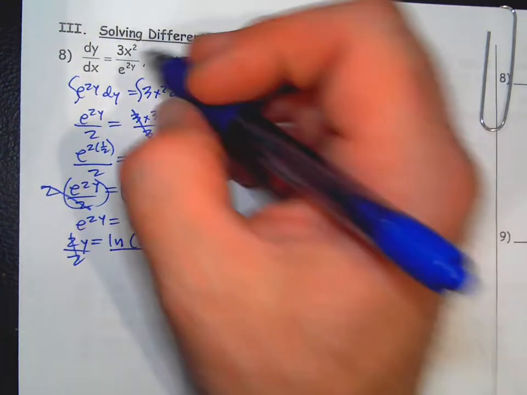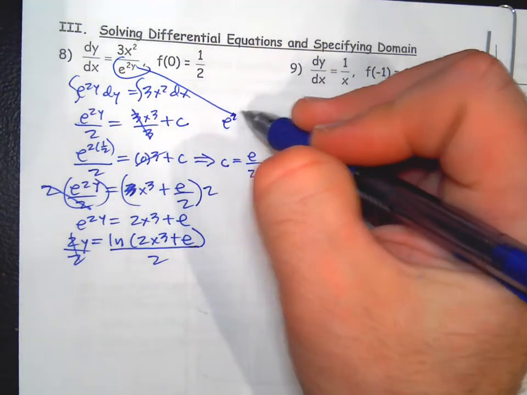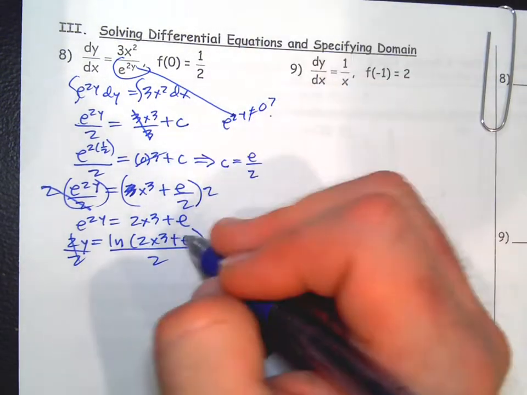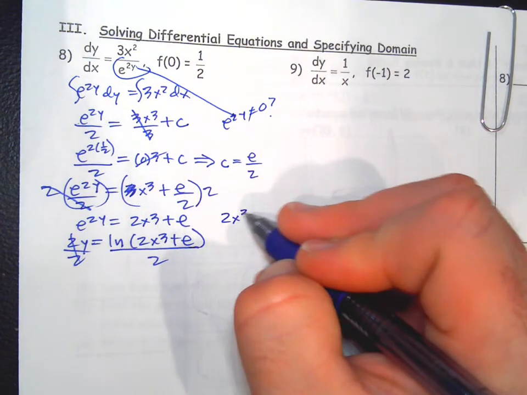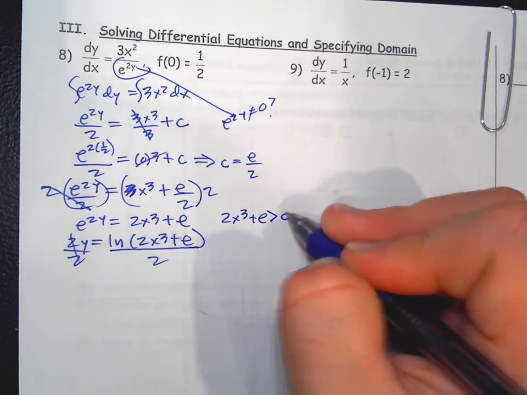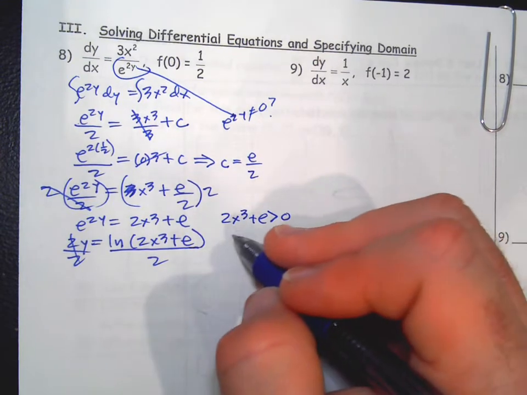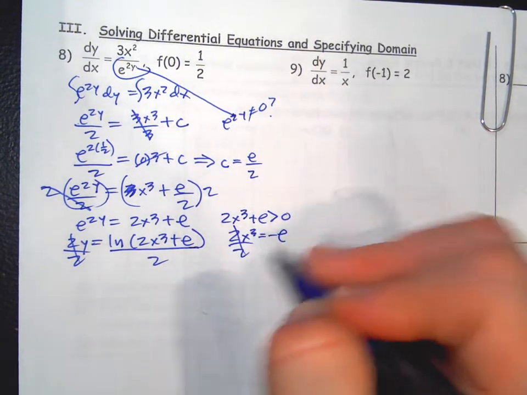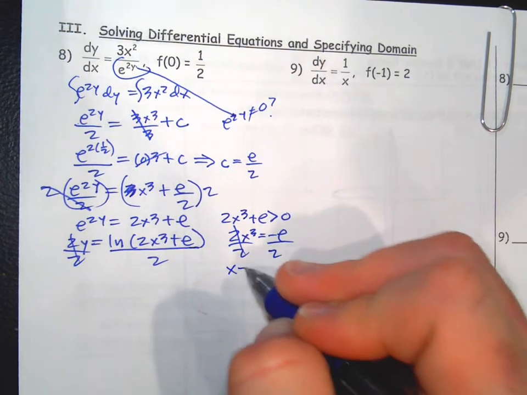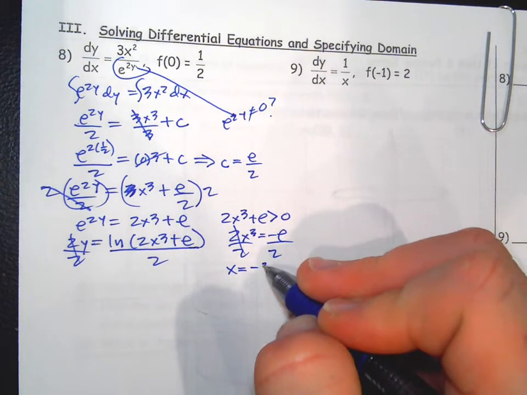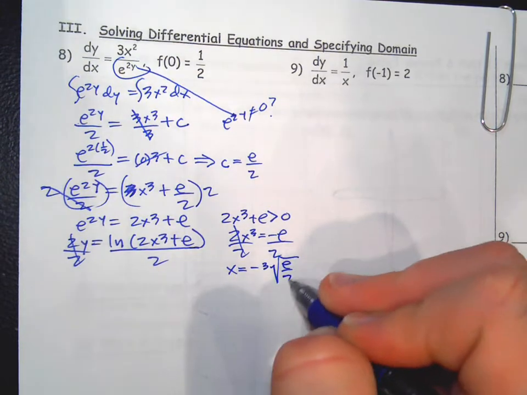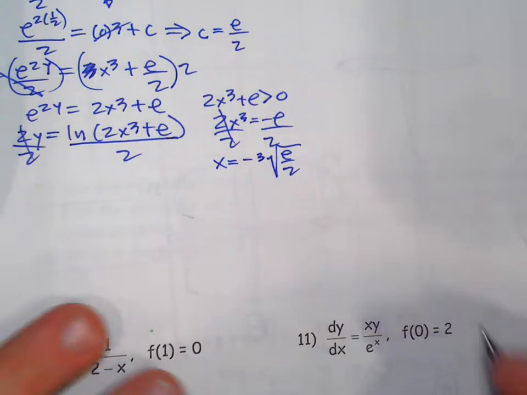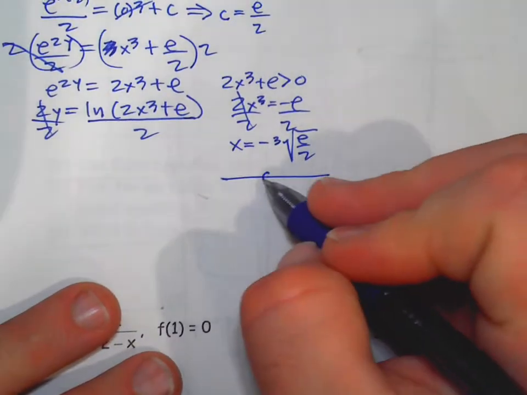We need to check out domain. Domain here, can e to the 2y ever equal 0? Can't happen, doesn't happen. Don't worry about it. The inside of a log needs to be positive. But let's just set it equal to 0 and solve. x equals the negative cube root of e over 2. So do a quick number line, put an open dot there.